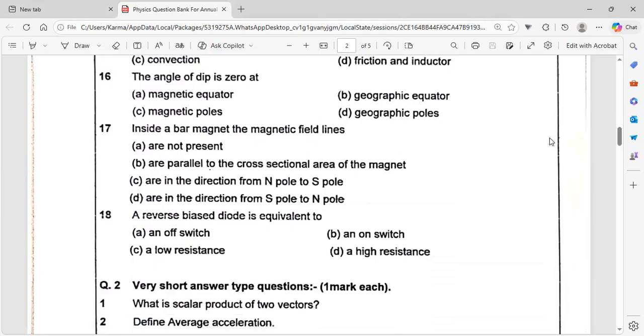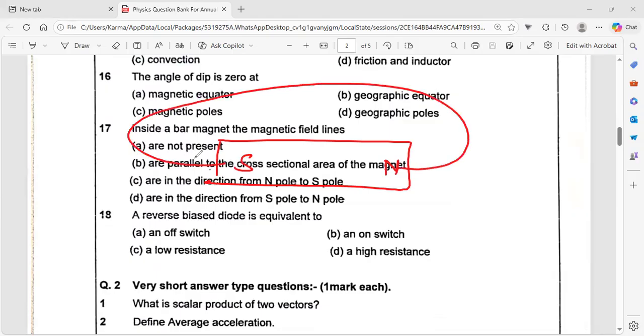Or maybe they are a bit different. Inside the bar magnet, the lines of force are always directed from south to north. This is the bar magnet, south pole and north pole. They originate from the south and terminate in the north. But inside the magnet, they're directed from south to north. It's like this.